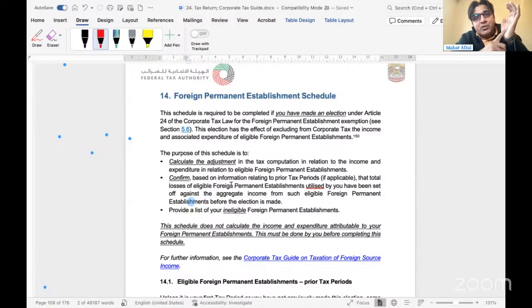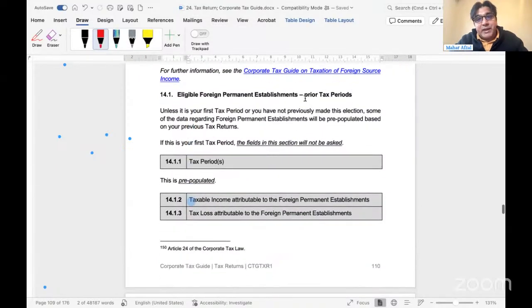Unless and until those losses are utilized, you will not be able to claim the foreign PE exemption. All these questions are based upon this understanding. Now you go to the prior period. Why are they asking prior period questions?